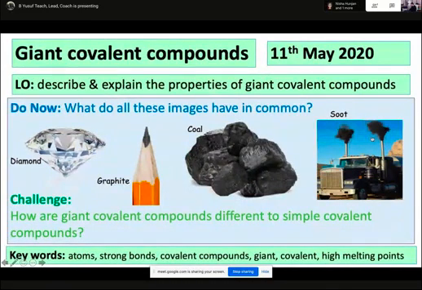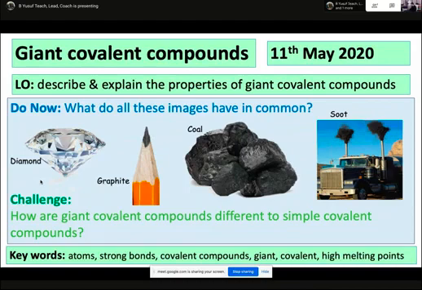And today, we're going to spend a little bit of time describing and explaining the properties of giant covalent compounds. Now, those of you familiar with lessons, you'll know you've got to do now. And here, it just asks you, with these 4 images, what do they all have in common? Diamond, graphite, coal, and soot. And the challenge, if you find that really easy, how are giant covalent compounds different to simple covalent compounds?